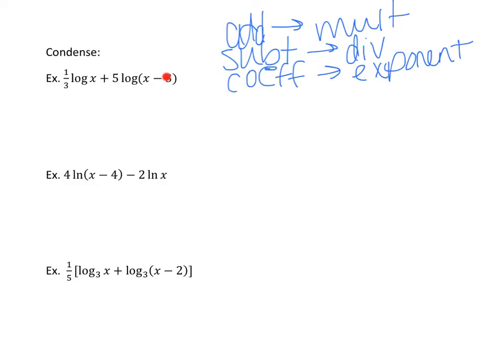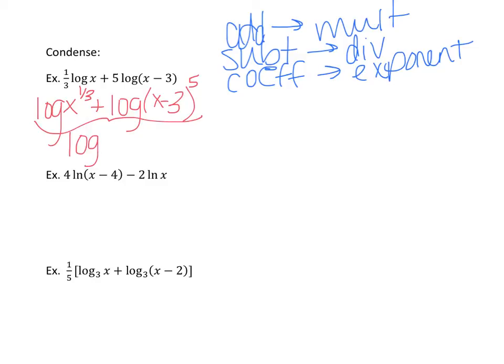Now I want you to know that this subtraction in here is inside. We can't get into that. The only way we can get into these is if they're multiplying or divided, and that's only to expand it. So this is what this is going to look like. Log of x to the 1/3 plus log of x minus 3 to the 5th. And then I can condense this big addition into multiplication.